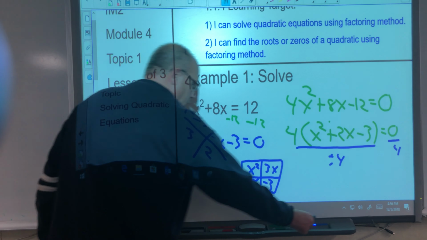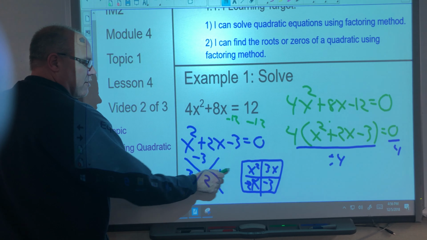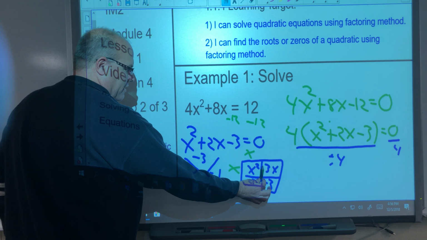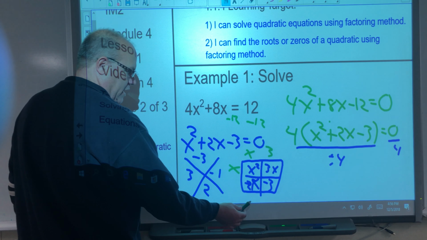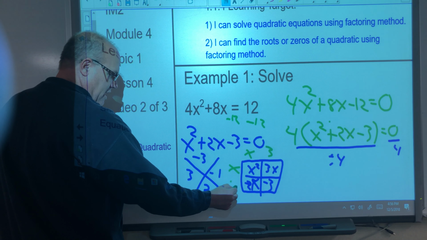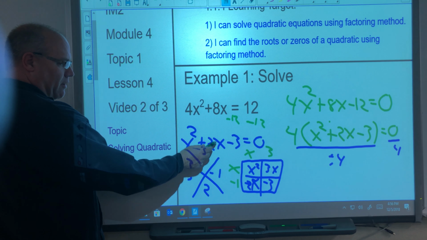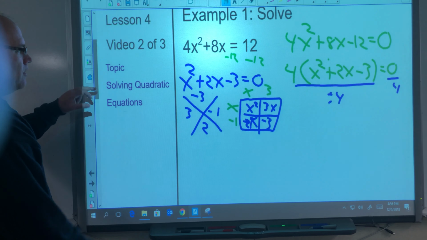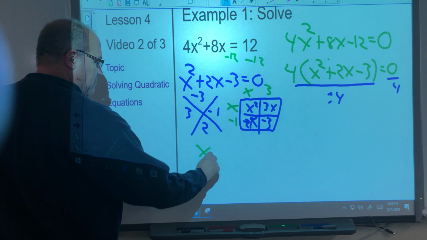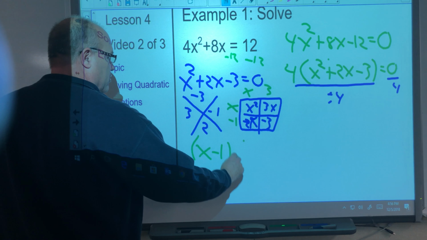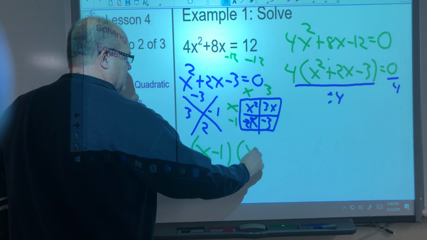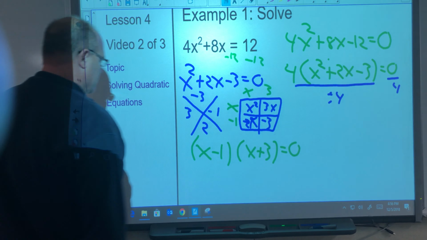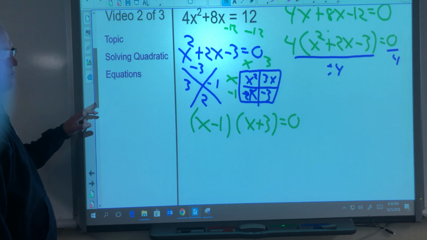All right, so I start here. Greatest common factor going across is x. So this is x times x, and then x times 3, and then this is x times negative 1. So we rewrite this in factored form, and I get x minus 1 multiplied by x plus 3 equals 0. All right, that was the hardest part.